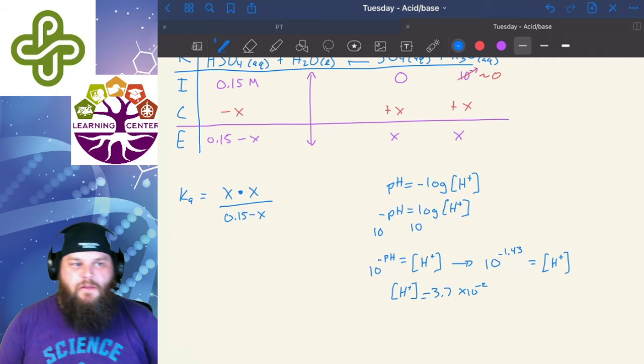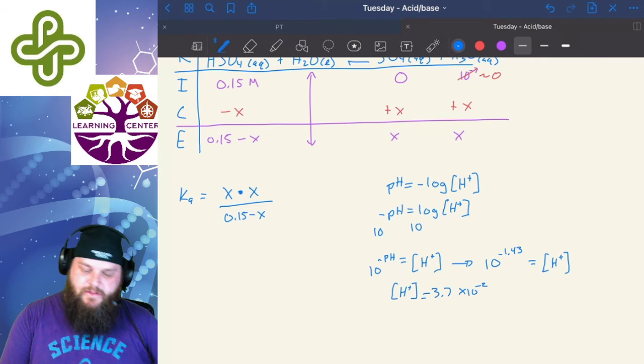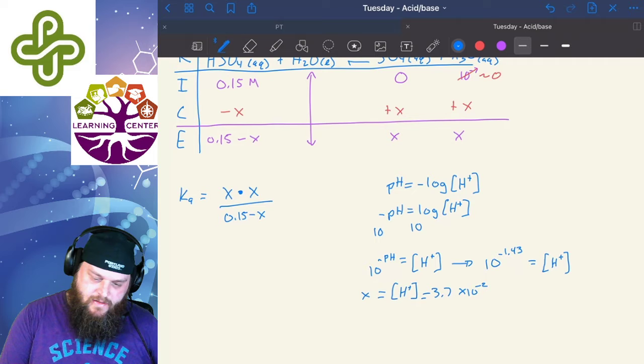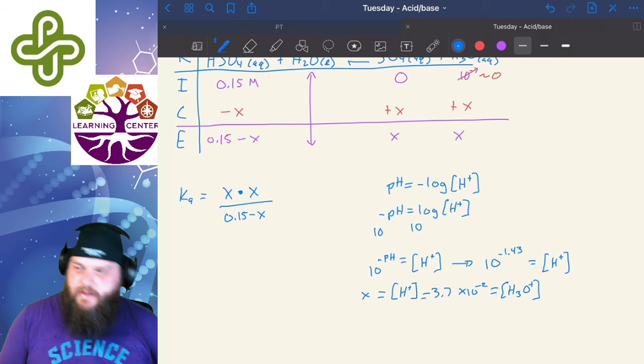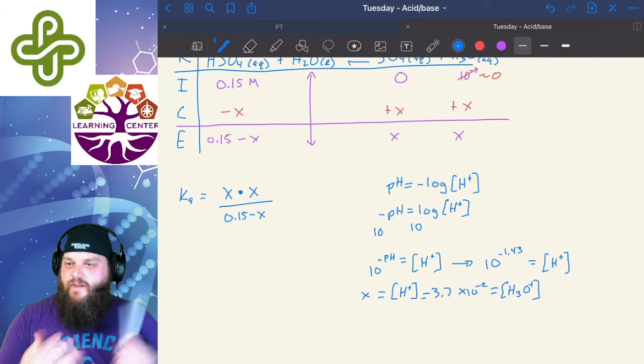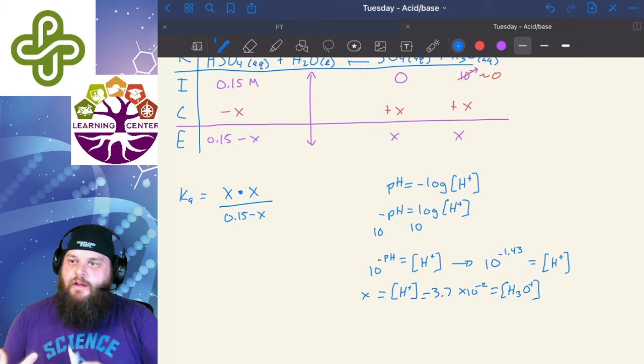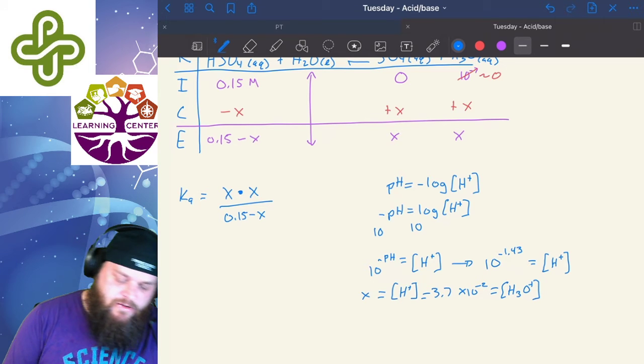So we can now plug those in for x, because this is really equal to x. H plus is really equal to the concentration of H3O plus. They're the same idea. Hydronium and hydrogen ions. Anytime you have a hydrogen ion floating in there, it's going to bond to water, create hydronium. So I use them interchangeably.